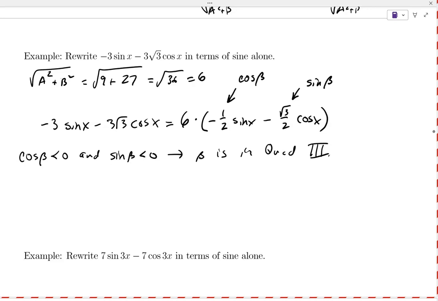Yeah, 60. So put it in radians, it'll be pi over 3, right? So the reference angle is pi over 3. You're in quadrant 3. What angle do you need?